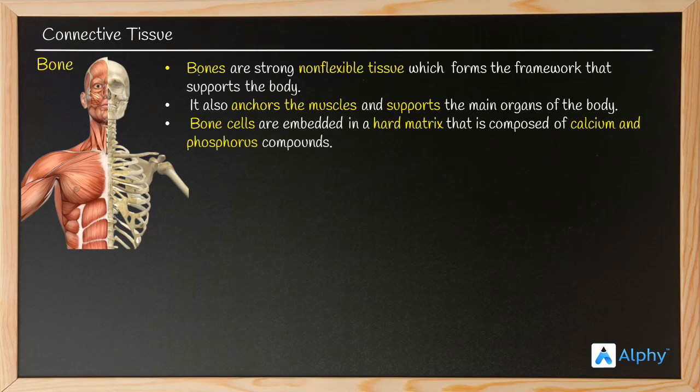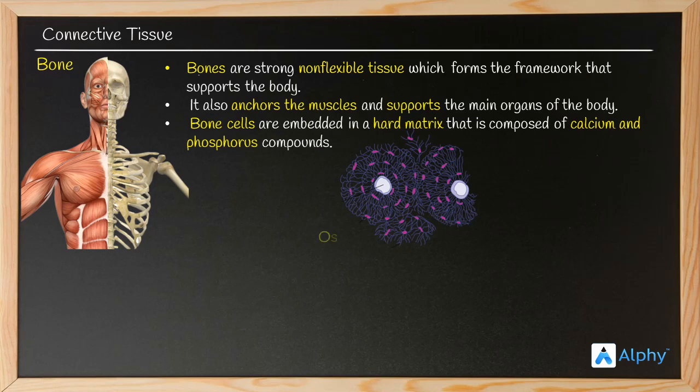So we talked about the bone, the function of the bone, and here we're talking about the bone cells. The bone cells are embedded in a matrix which is hard enough, composed of calcium and phosphorus, right? That's it. Now over to the structure. This is the structure of the hard matrix, and it's known as osteoid. So the hard matrix of the bone is known as osteoid, right?